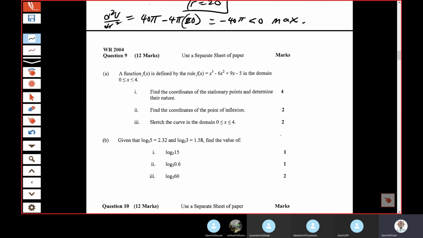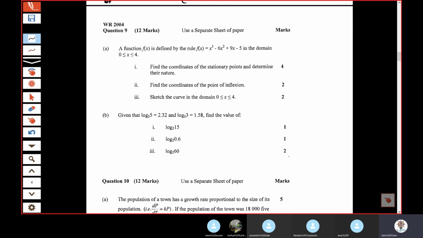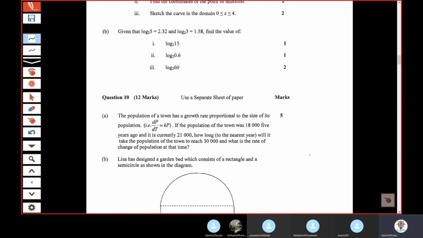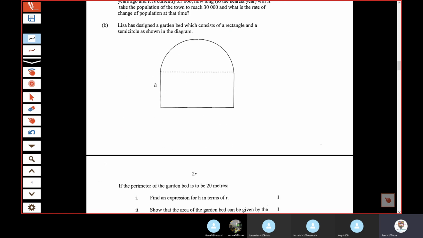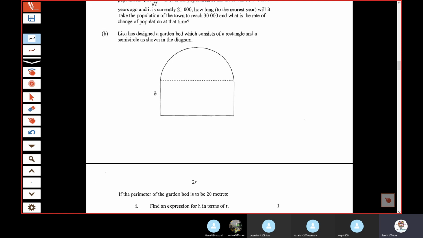Feeling comfortable with this topic? Yeah. Cool, all right. There you go, your favorite, which we won't do. But there it is, just so you guys can see it. A function is there in the domain. Find the stationary points, nature, points of inflection. Sketch the curve. 8 marks. Oh, you know that will be in your test, right? 100%.